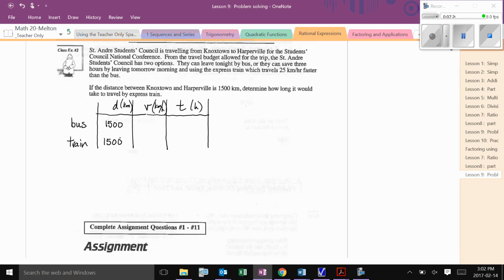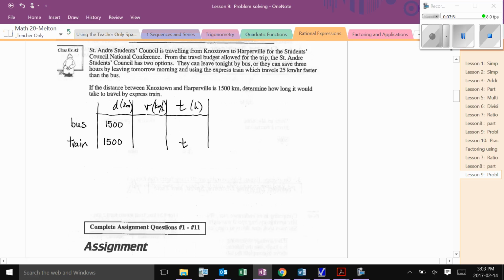And we've got a couple of choices then. We can either indicate what the variable is for time, or we can indicate what the variable is for speed. In some cases, some people like to put in the variable for time, because that is what it's asking: how long would it take to travel by express train? So we can do that. Why don't we put T for the time for the express train?